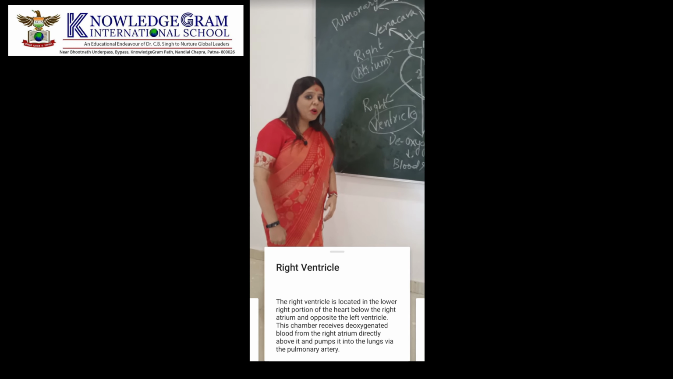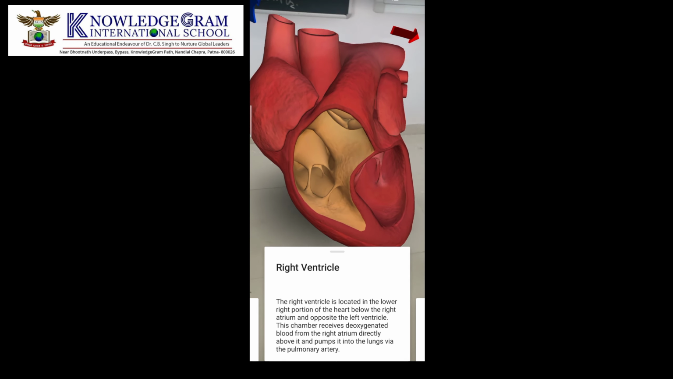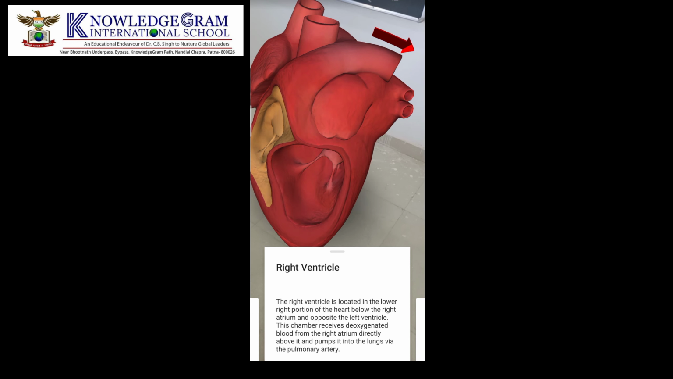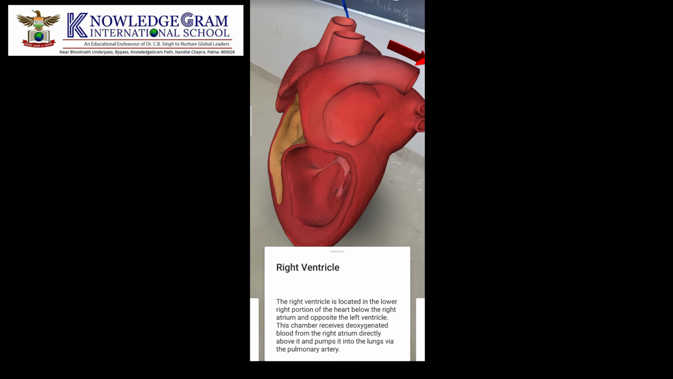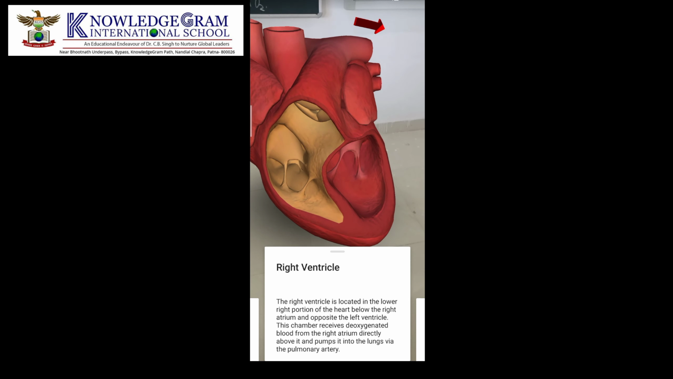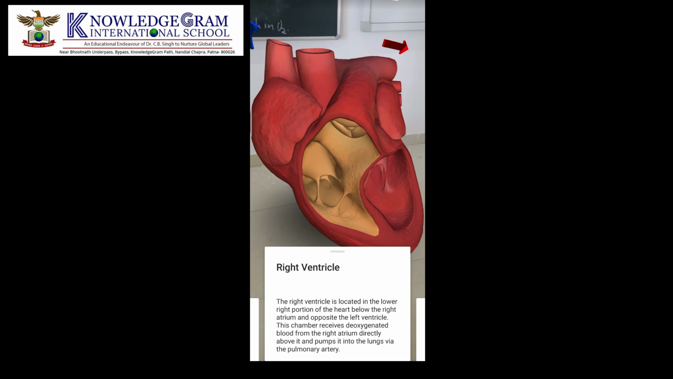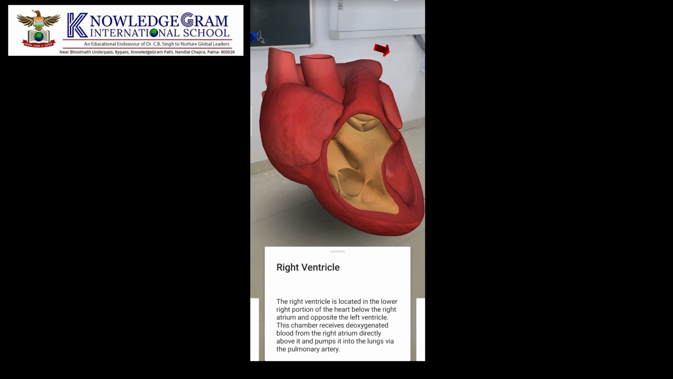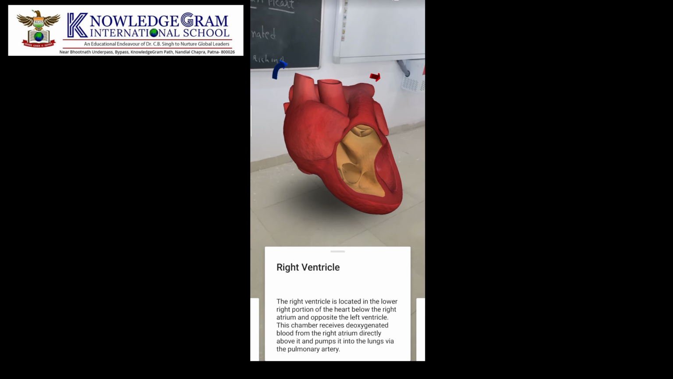Now let's move on to the right ventricle. This is the real view of the right ventricle. Now why right ventricle? Letter V. Letter V comes later on, that means it will be a lower chamber, and this lower chamber is placed on which side? It is placed on the right side. So what will it be called? It will be called right ventricle. So my dear children, this is the real view of the right ventricle.